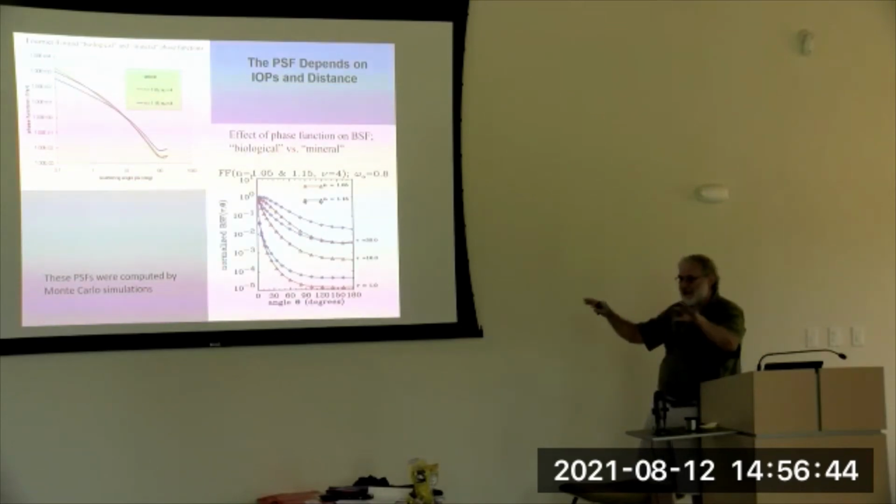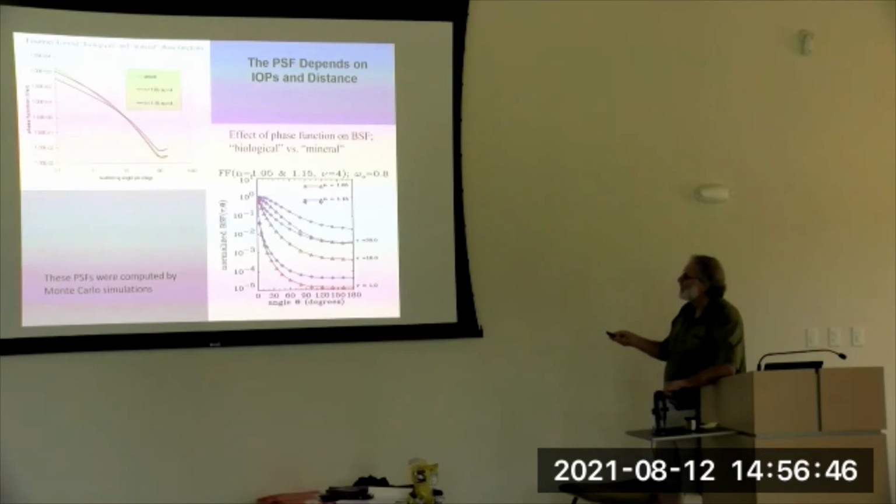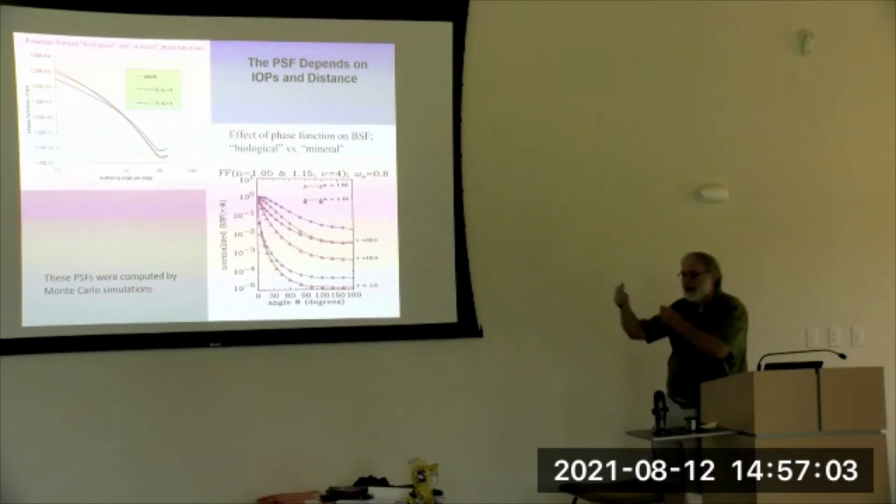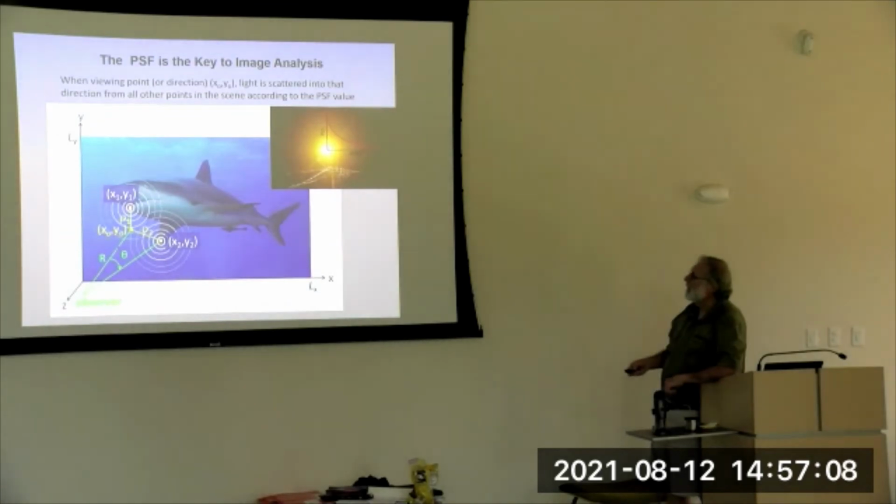And so that flattens out things. So just keep in mind, with the volume scattering function, there's nothing in there about distance, but with the beam attenuation function, or beam or point spread function, that depends on the IOPs and on how far away you're making the measure.